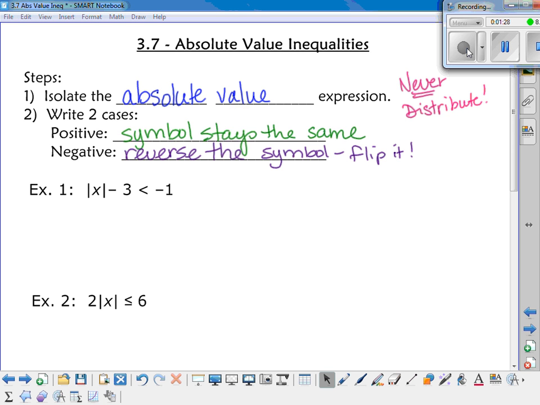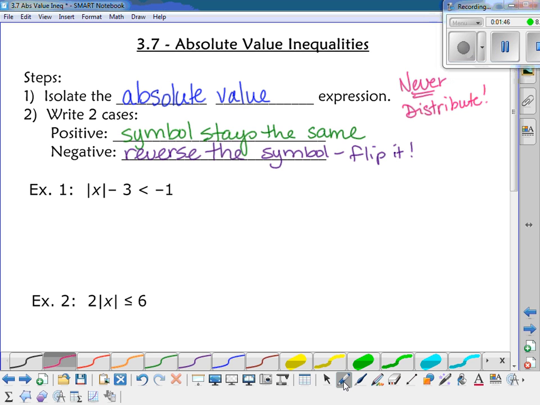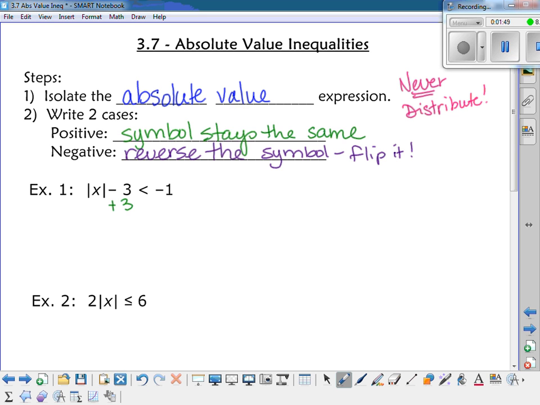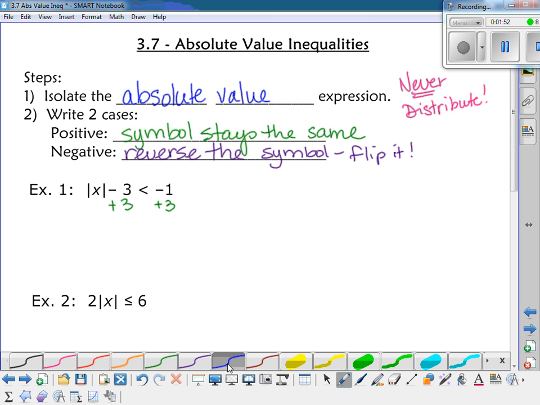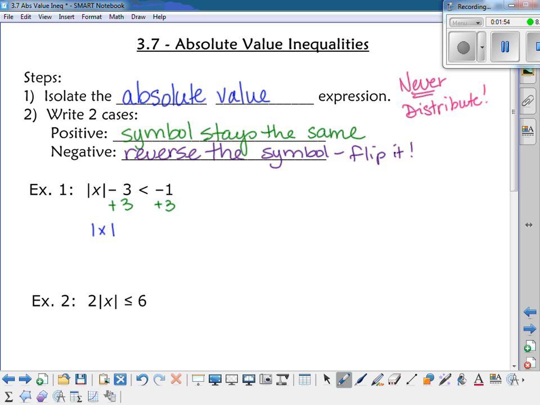Okay, so example 1. We have the absolute value of x, and then outside the absolute value bars we have minus 3 is less than negative 1. So we're going to isolate the absolute value expression, so I need to add 3 to both sides. Now I have the absolute value of x is less than 2, so I write my positive and negative cases. Either x is less than 2, and then the other possibility is x is greater than negative 2. I flipped the symbol around for the negative case.